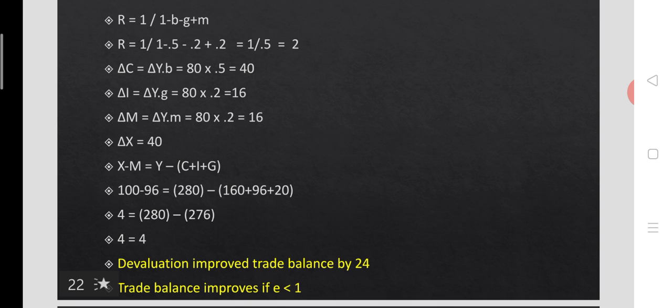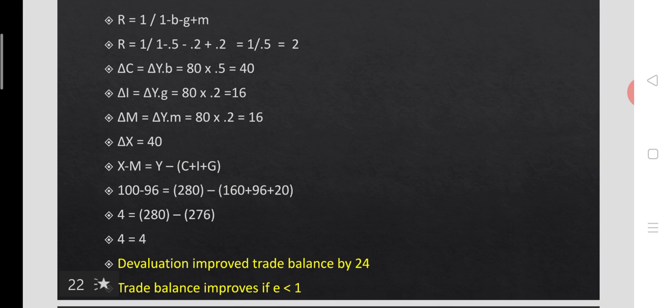40 into 2 is 80, into G, or marginal propensity to invest, which is 0.2. Then 80 into 0.2 is just 16. Delta M, the change in import, is also just 16, as the marginal propensity to import M is also equal to 20% or 0.2. When it multiplies with the change in income, 16 is the change in import.